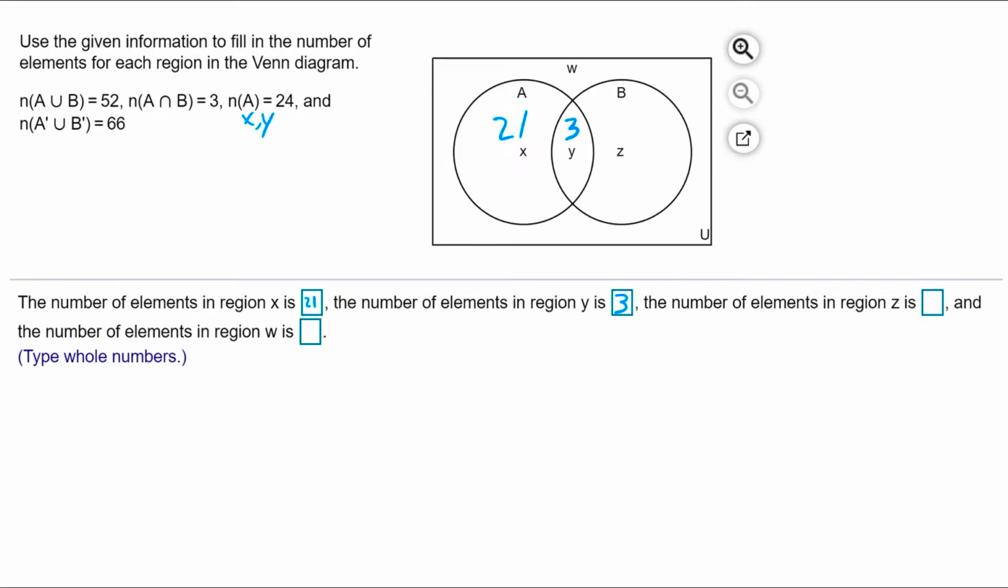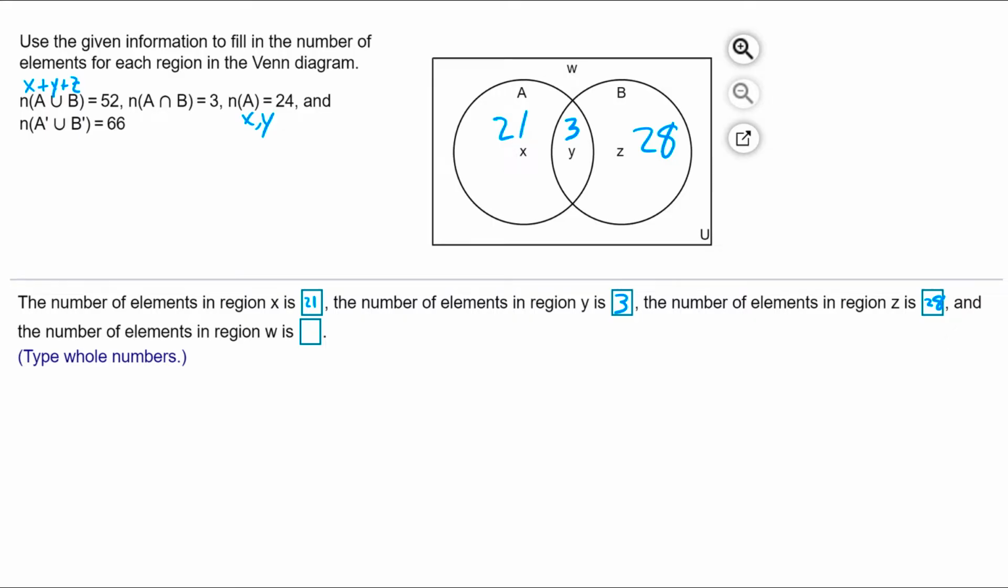All right, and then we're told the union is going to be 52. Now, the union of A and B would be X plus Y plus Z, because it's all three of those regions together. So those three regions added together need to give us 52. So 21 plus 3, that's X plus Y, gives us 24. What else do we need to add to get from 24 to 52? The answer is 28. So Z is 28.